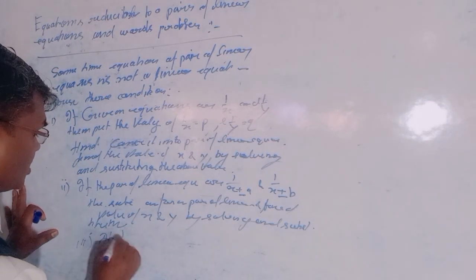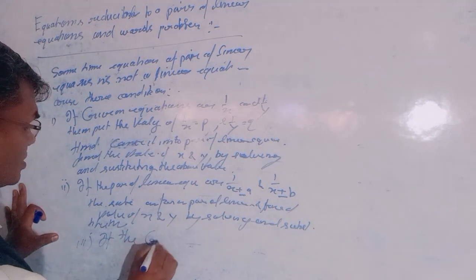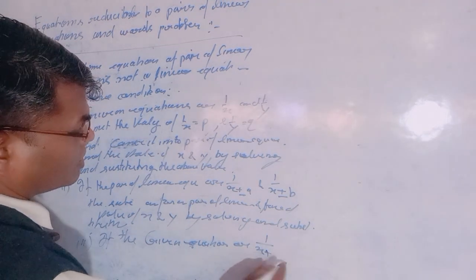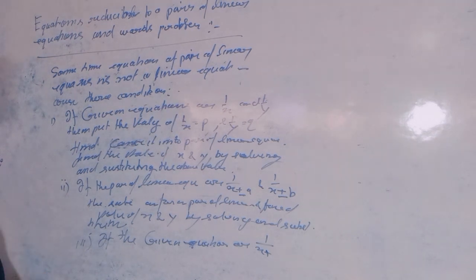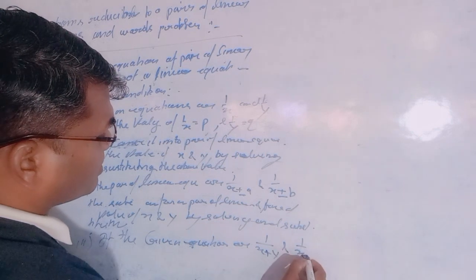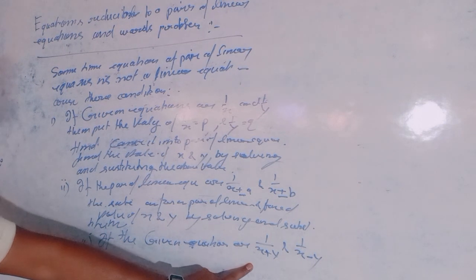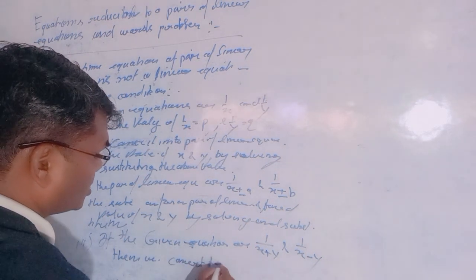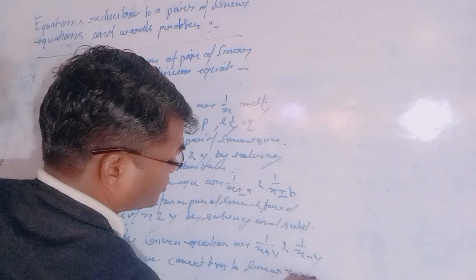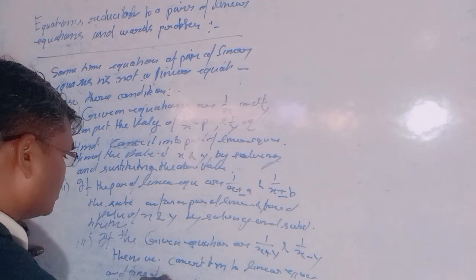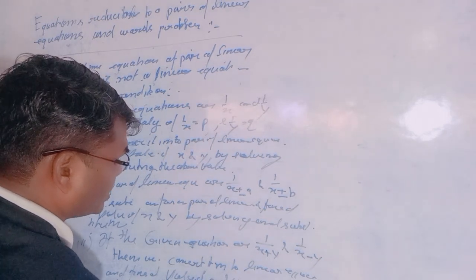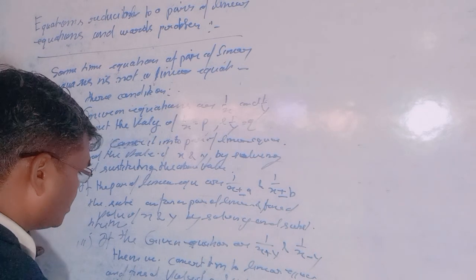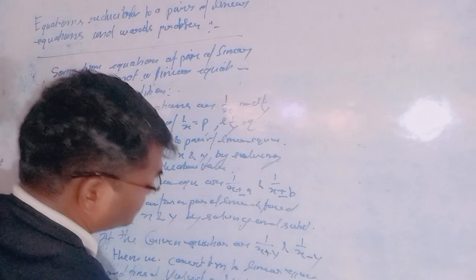The third condition: if the given equations are 1 by x plus y and 1 by x minus y, then we convert them into linear equations and find the value of x and y by solving and substituting the value. These are the three conditions.